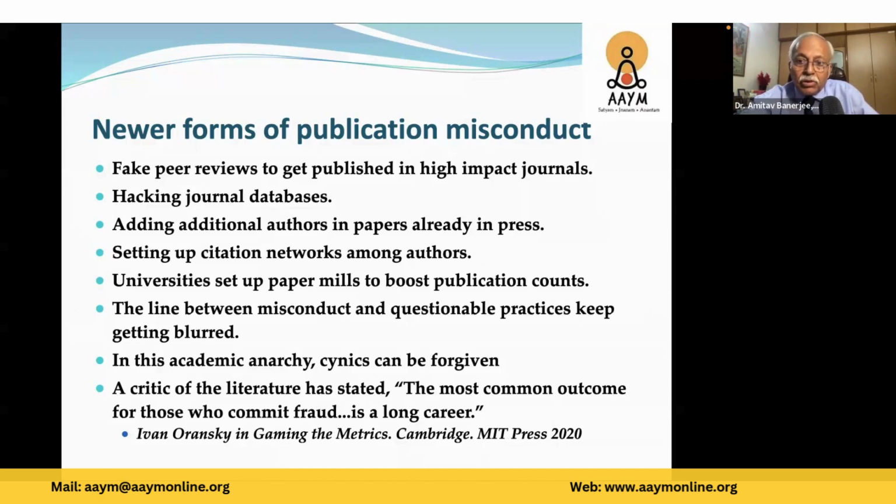Additional authors in papers already in press. Sometimes papers are accepted and there is a rate. If you want to be third author, you pay so much. You want to be fourth author on an accepted paper, you pay this much. So all that racket is going on. Citation network among authors. You cite my work, I cite your work. So that is to increase the impact factor. Universities set up paper mills to boost publication counts.